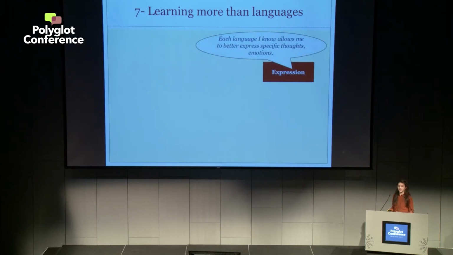And then also, it helped them with the ability to express what they feel. For example, "Each language I know allows me to better express specific thoughts and emotions." And that is really interesting because people with autism often report that they struggle with expressing exactly what they think and what they feel and transferring that to someone else when they speak.